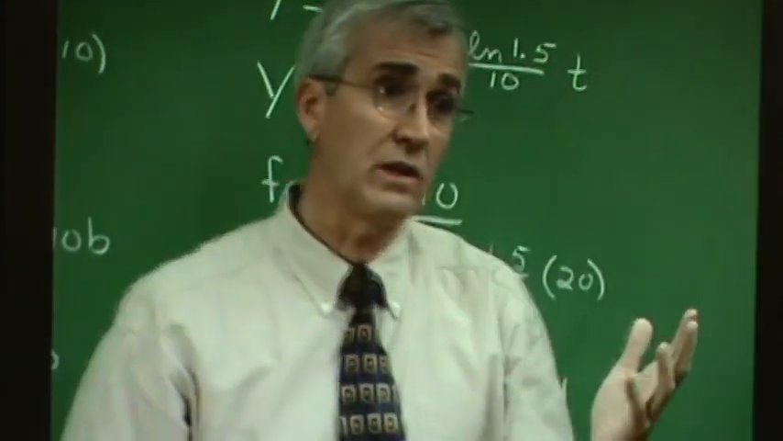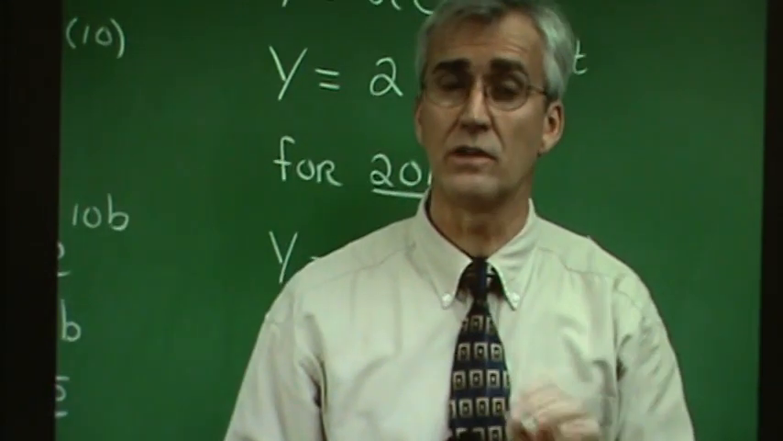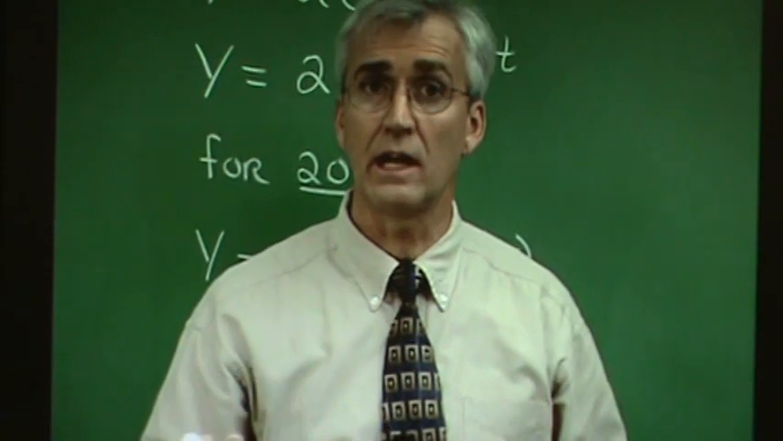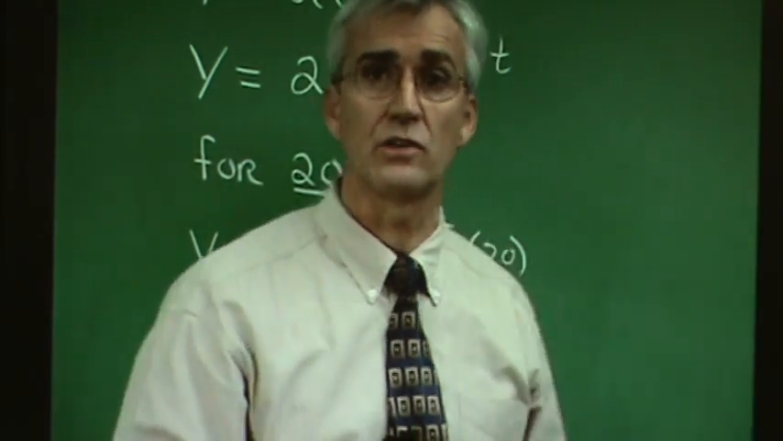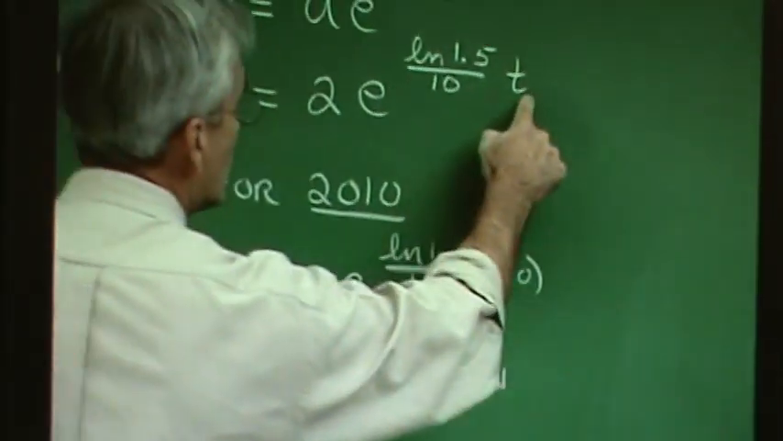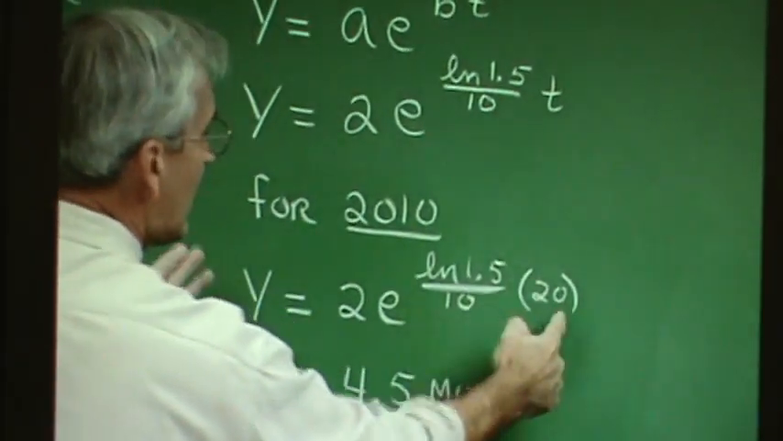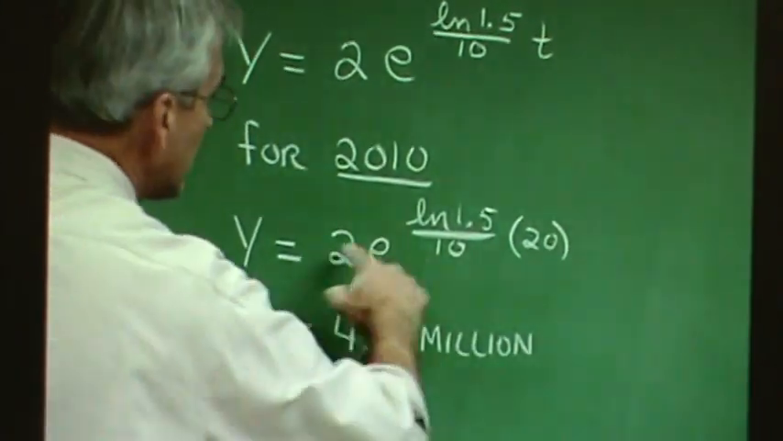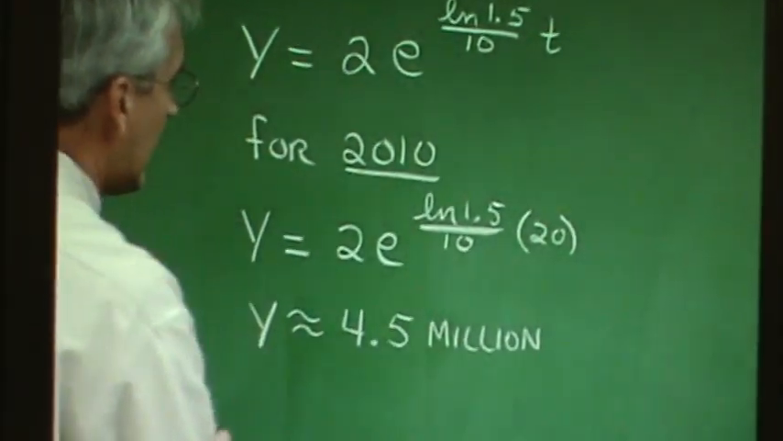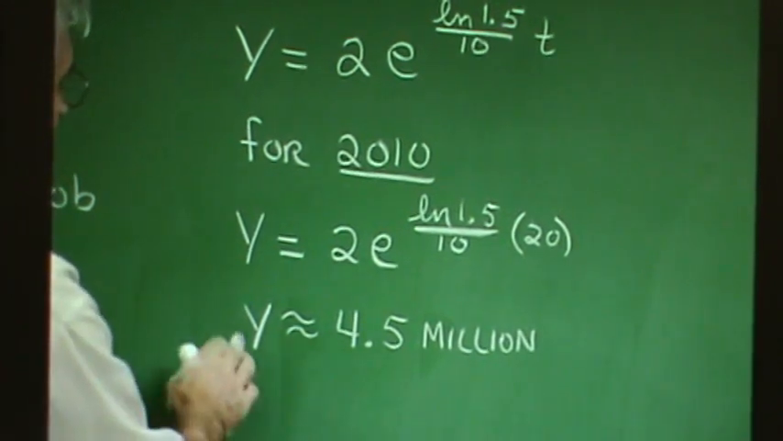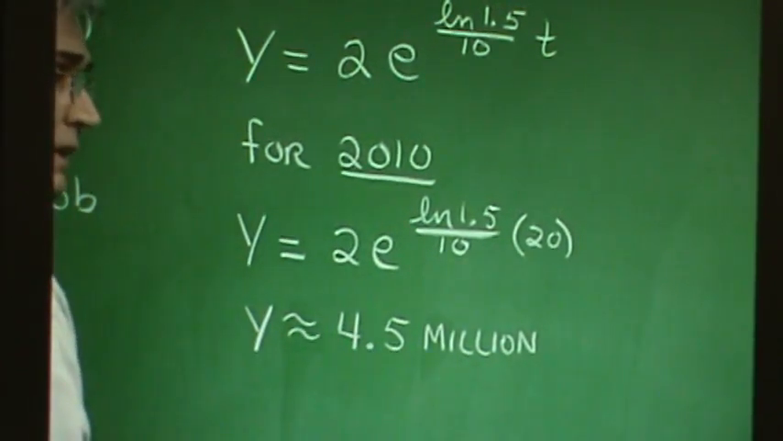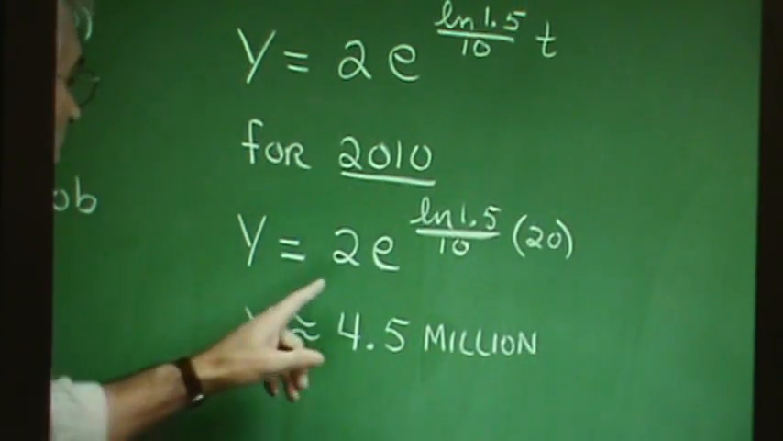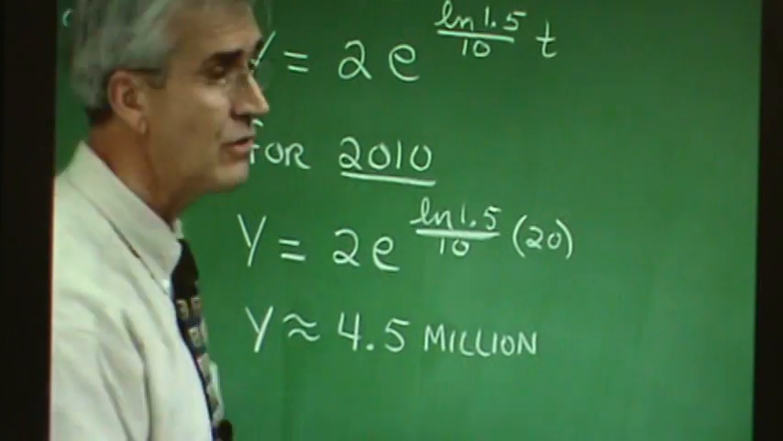So let's see, what would t become? Well, we started as the basis year, 1990, and so you calculate a period of time from 1990. So from 1990 to 2010 is 20 years. So we use 20 for t, and away we go. This is just a calculator push at this point. It looks a little complicated, but it's not really a big deal. We find that y then is approximately 4.5 million, and that means that the population of this city is predicted to be approximately 4.5 million people in the year 2010.